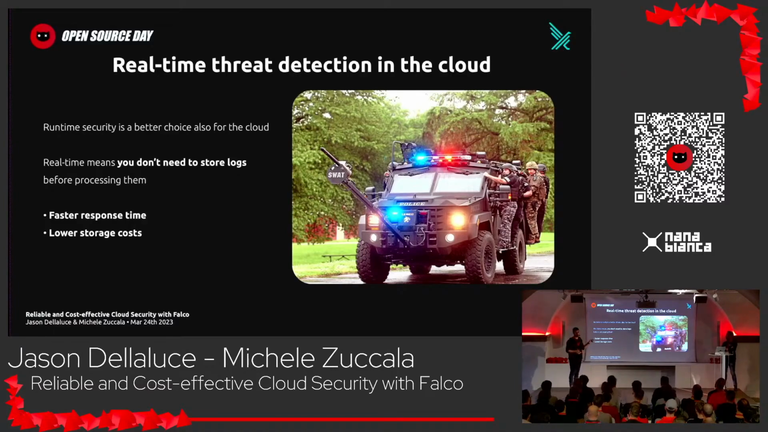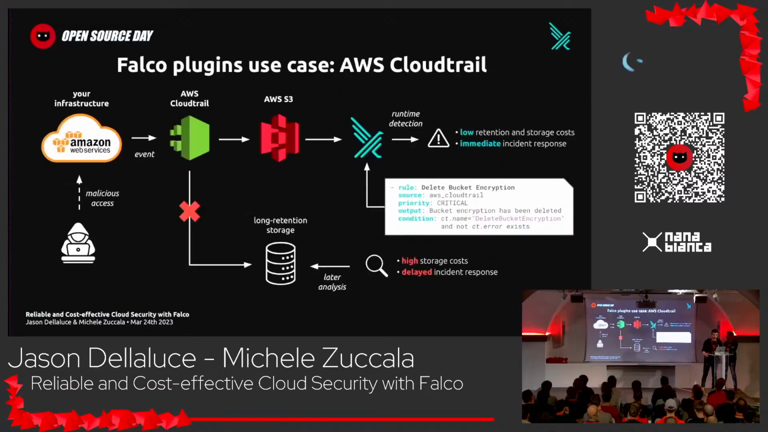But there are 2 points here. One is that in case of incident, your response is delayed. It takes time for you to do the analysis, and at non-predictable times maybe. Plus, you have to pay the cost of that storage. And sometimes when you have a big infrastructure with a lot of services running, this is a good piece of the bill. So take, for example, the AWS CloudTrail use case that I showed before.